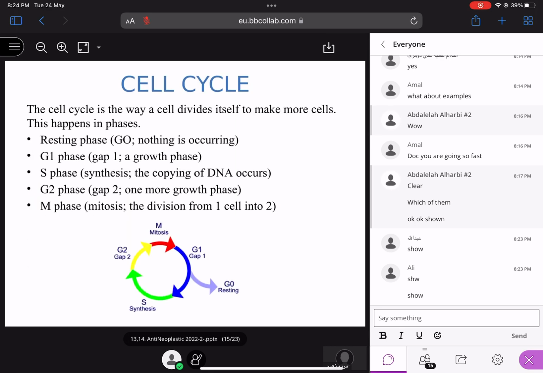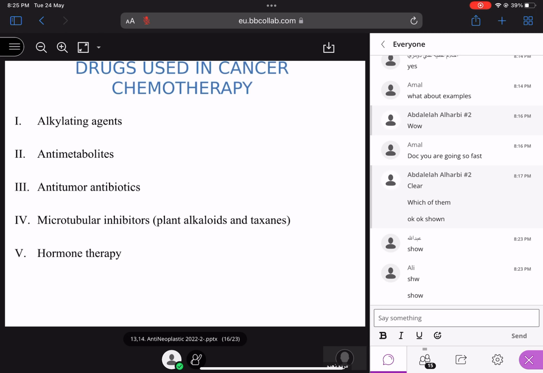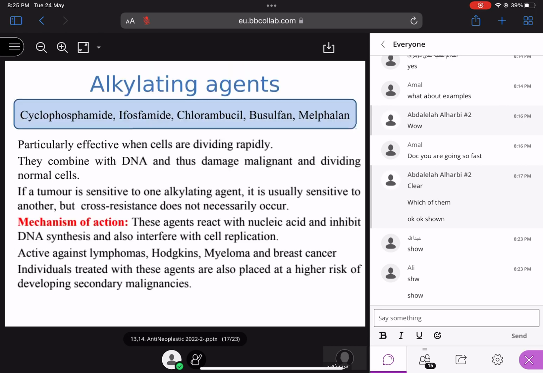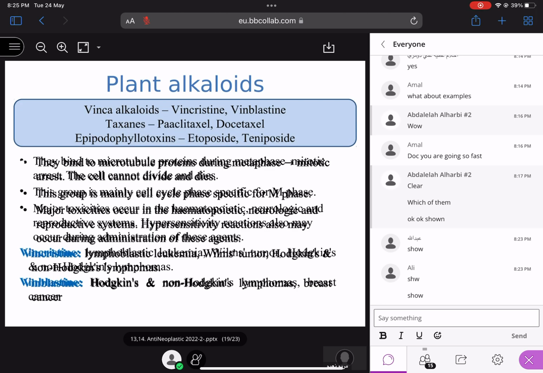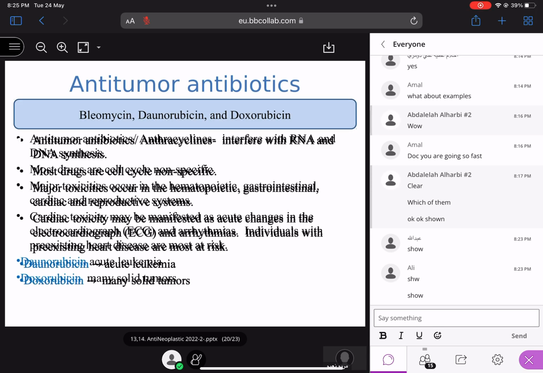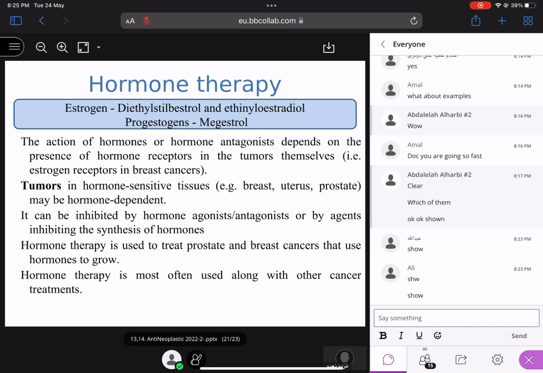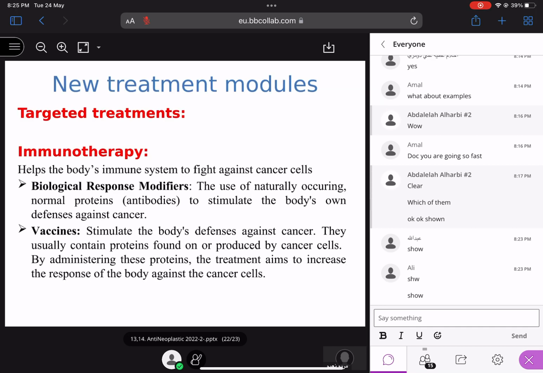Then you have different categories of drugs. You have 5 categories of drugs. You should know the mechanism of each category of drug, and the toxicity or adverse effects of each category. Okay, alkylating agents, plant alkaloids, anti-tumor agents. And apart from that, hormone therapy and immunotherapy.